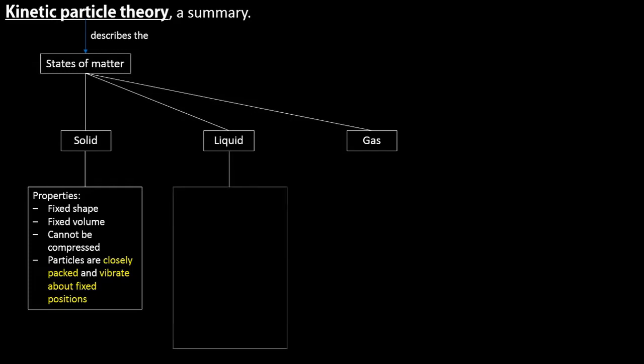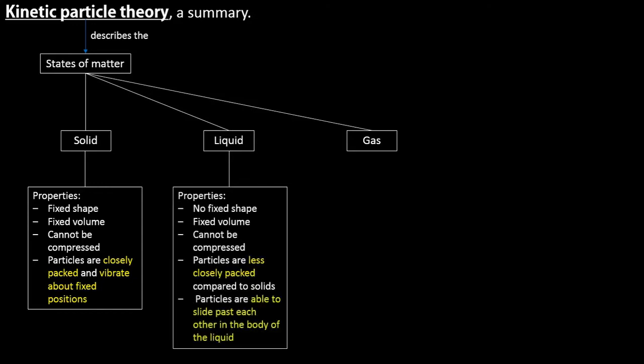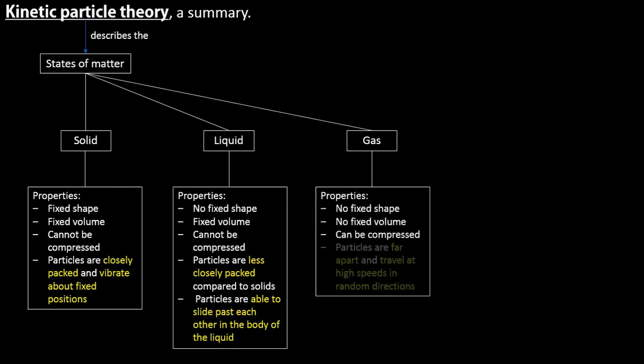While liquids have properties such as having no fixed shape, no fixed volume, they cannot be compressed, particles are less closely packed compared to solids. Their particles are able to slide past each other in the body of the liquid. While gases have properties such as having no fixed shape, no fixed volume, they can be compressed, and particles are far apart and travel at high speeds in random directions.